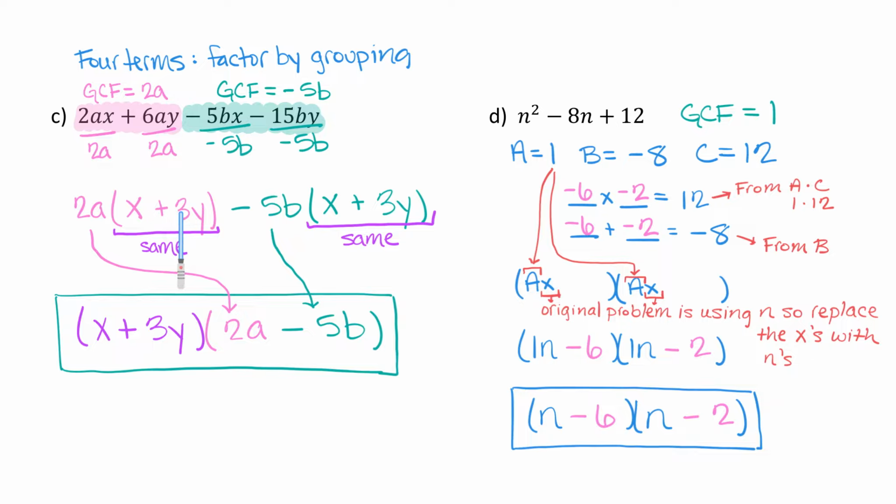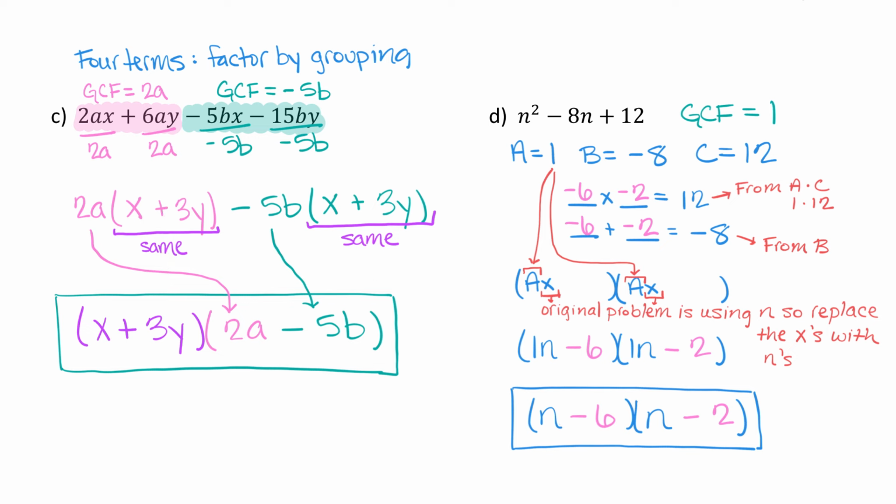6 divided by 2 is 3. The a's are no longer there, so we just have a y. And then here, when we divide out negative 5b, we're just left with an x. And then here, this is a negative 15 divided by negative 5, and so it's a positive 3. Same thing, this was a -5 divided by -5, so it's a +1, but we don't have to write the 1. And these are the same.